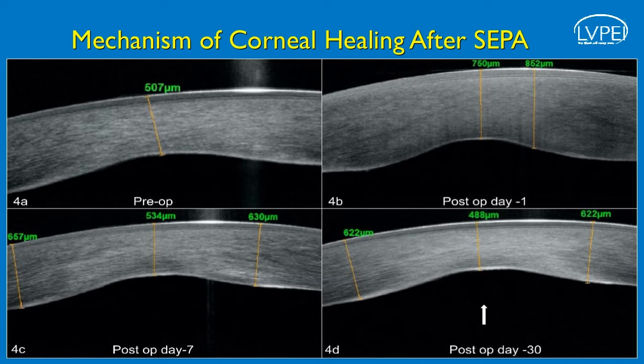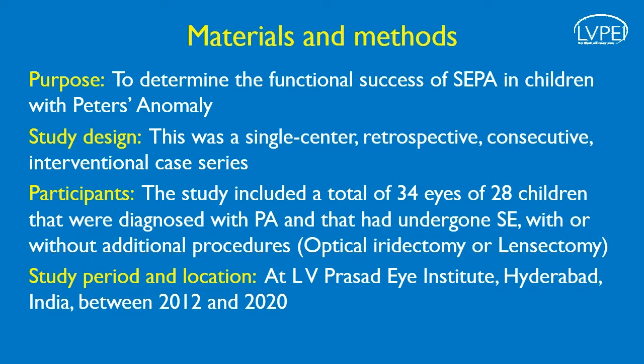At 1 month postoperative follow-up, Descemet's membrane is not only well apposed, the endothelium was covering the defect, which is sharply demarcated. Clinically, we could also perceive the stroma is much more compact and transparent postoperatively. Our intent was to determine the functional success of SEPA in children with Peters anomaly. This was a single-center retrospective consecutive interventional case series.